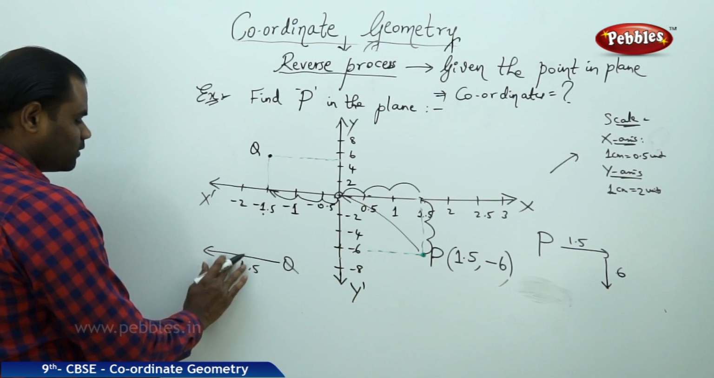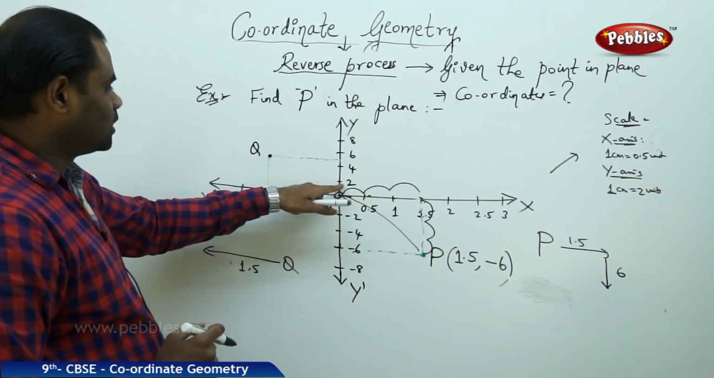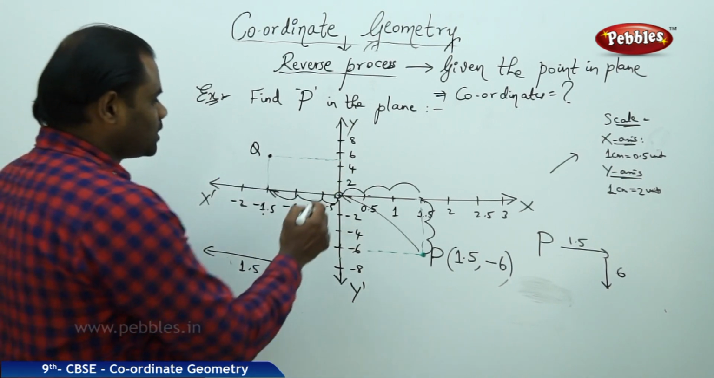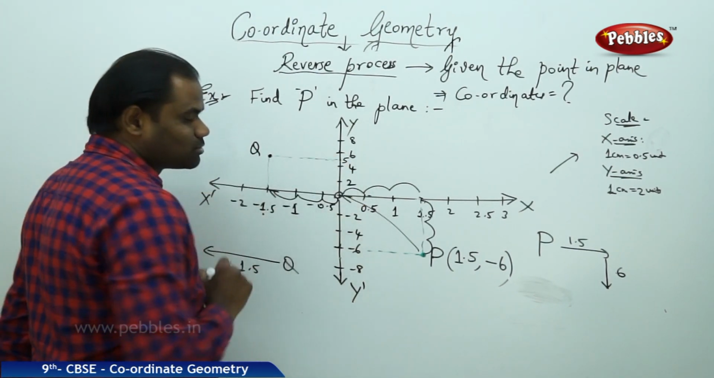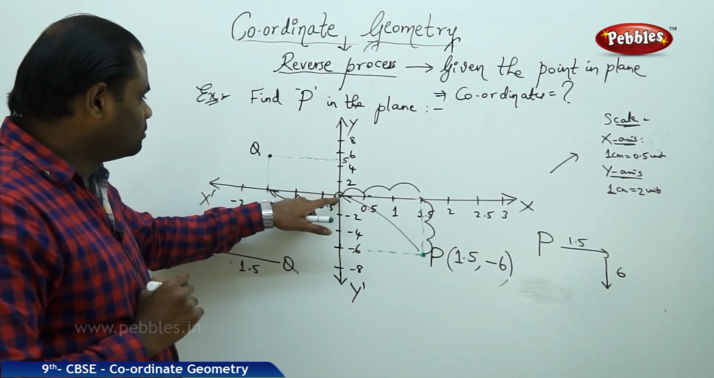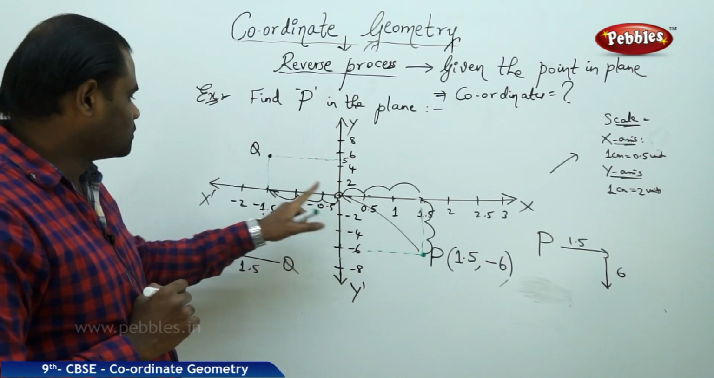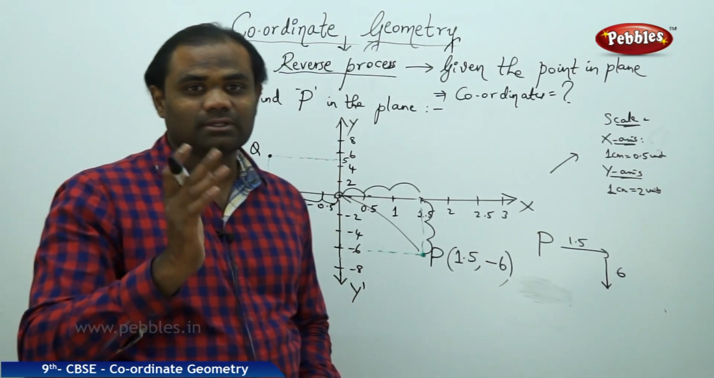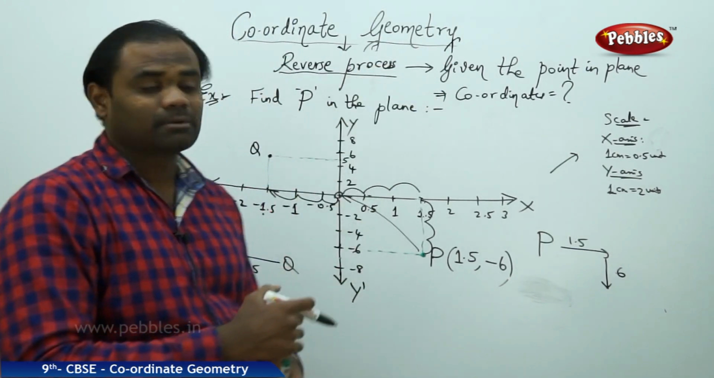Q moves 1.5 units to the left and then moves 1, 2, 3. So I have this exactly between 4 and 6, so I assume this to be 5. So Q moves 5 units up. So Q moves minus 1.5 units, 1.5 units to the left, and then 5 units up.